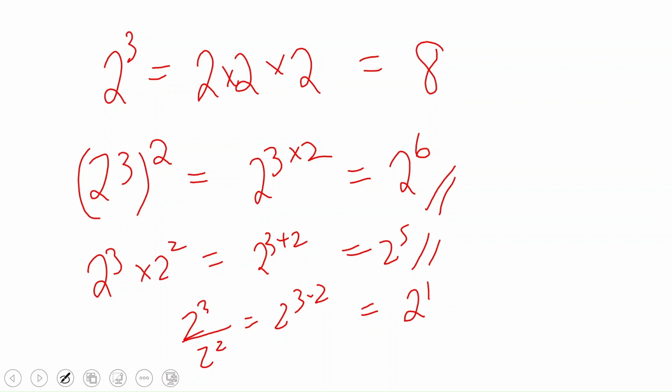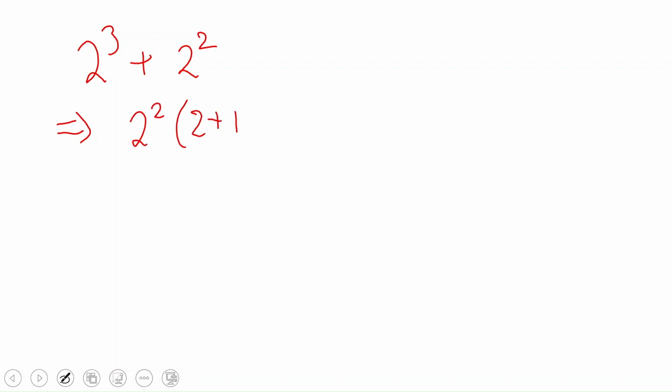Then we have an idea which is a bit harder, I guess. So this will be 2 to the power 3 plus 2 to the power 2. How would you do this? Well, basically, to simplify this, you can take 2 squared common and write it like this. And I'll explain it to you in a simpler manner.